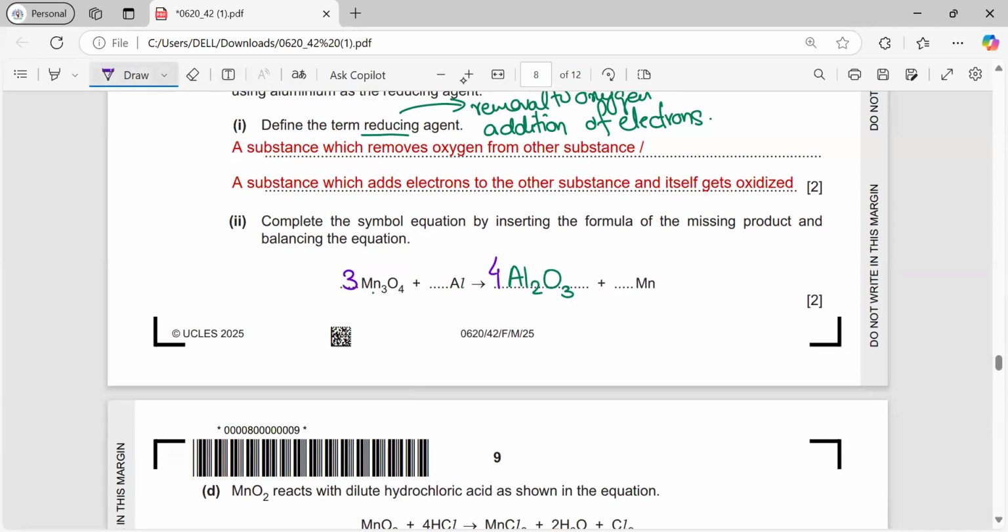And then we can balance the manganese, which is 9. So we'll write 9 here. And on the product side, aluminium is 8. So we'll write 8 here.